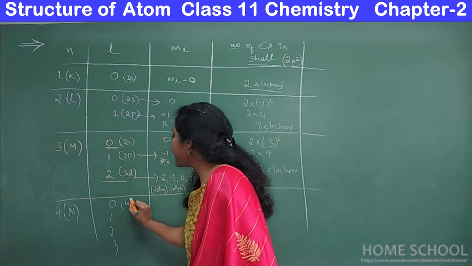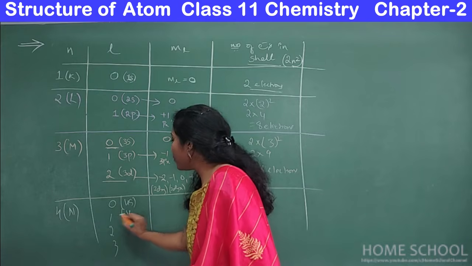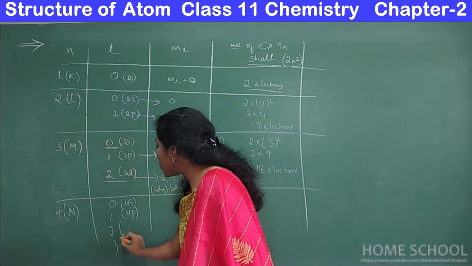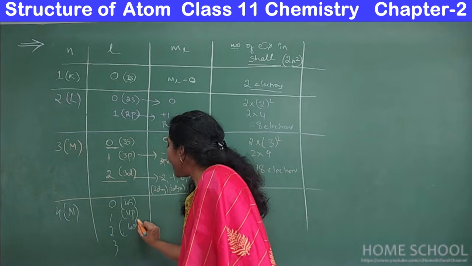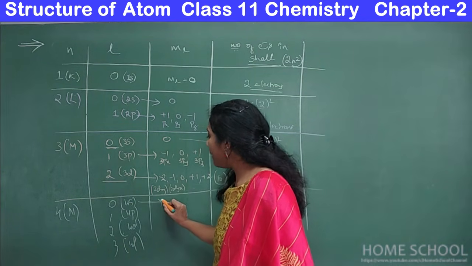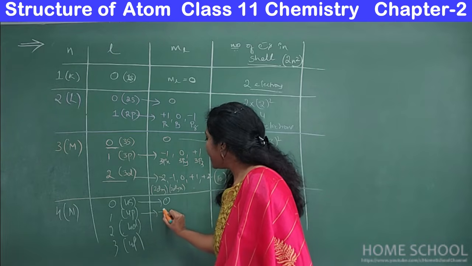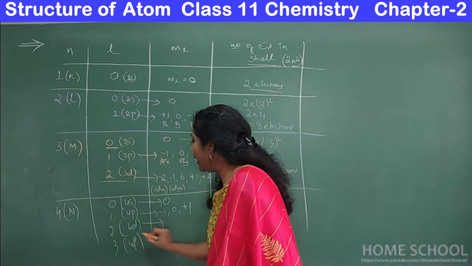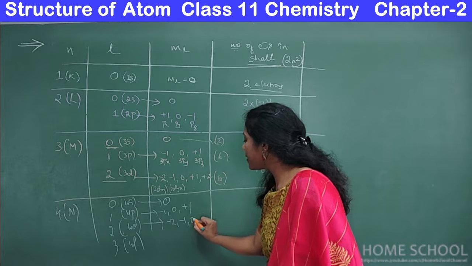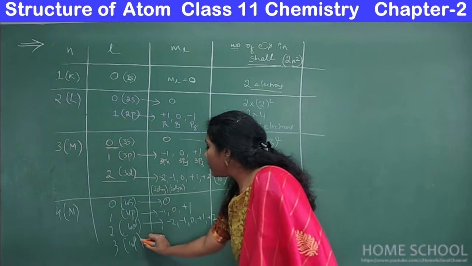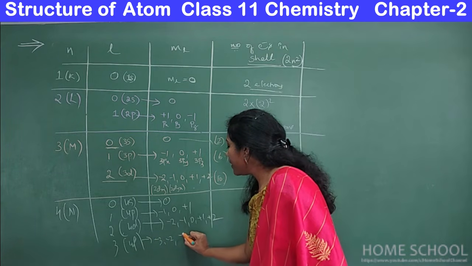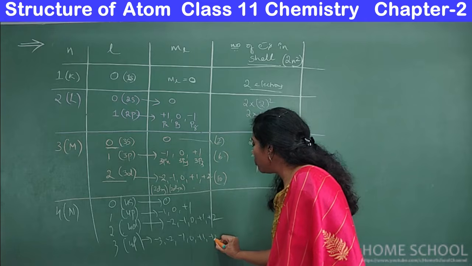0 means what? It is 4s. 1 means p, which p? 4p. 2 means d subshell, so which d subshell? 4d and 4f. So when l is equal to 0, what are the possible ml values? 0 only. And here -1, 0, +1. And when l is equal to 2, what are the possible ml values? -2, -1, 0, +1, +2. And for f, what are the possible ml values? -3, -2, -1, 0, +1, +2, +3.